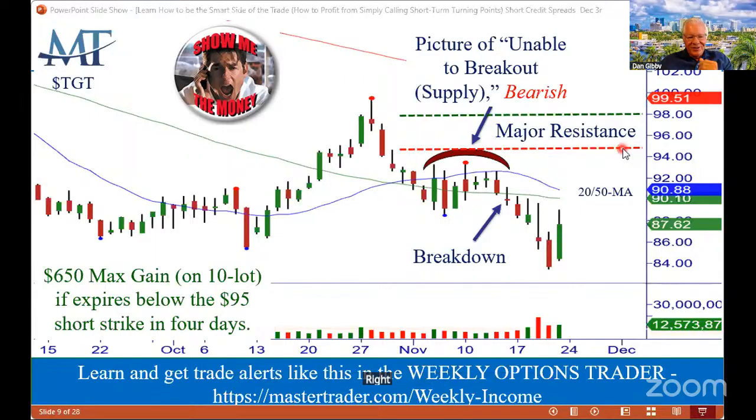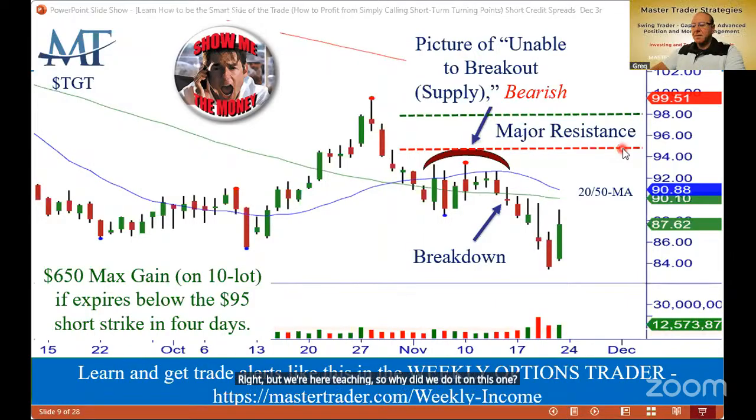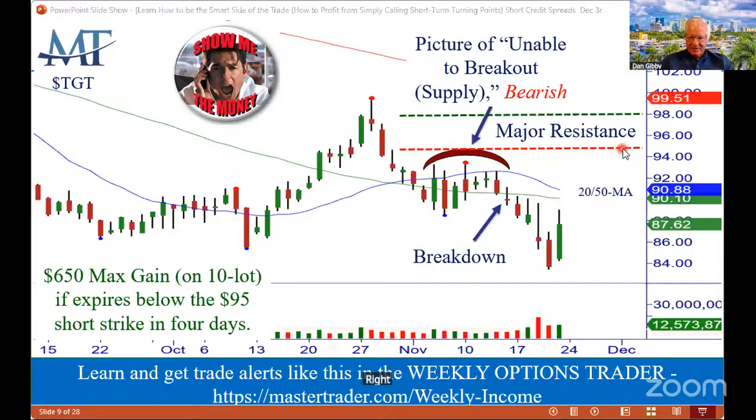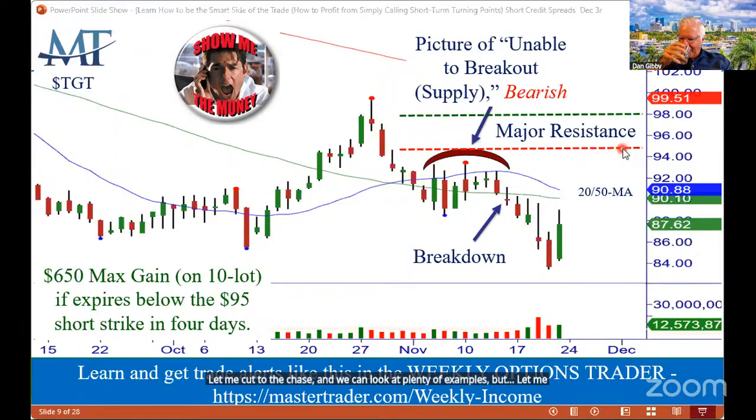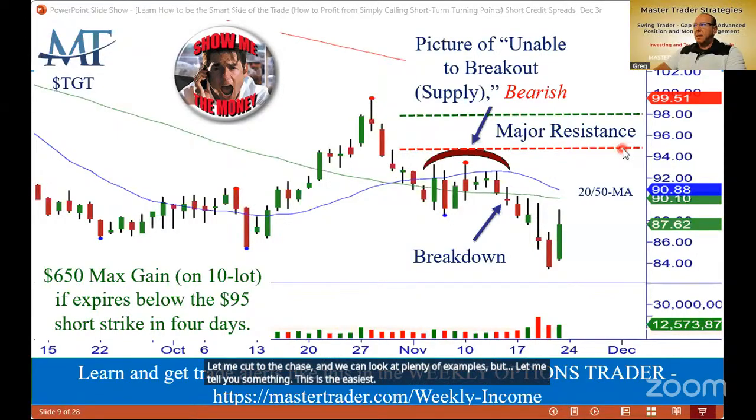Right, but we're here teaching, so why did we do it on this one? Well, the pattern supports that bias. It moved lower and it tried to go up and it didn't. And now it's moving lower. Correct. So I mean, it's this simple. Let me cut to the chase, and we could look at plenty of examples. But let me tell you something. This is the easiest technical setup to understand and take advantage of credit spreads. The real magic comes in the management of credit spreads.